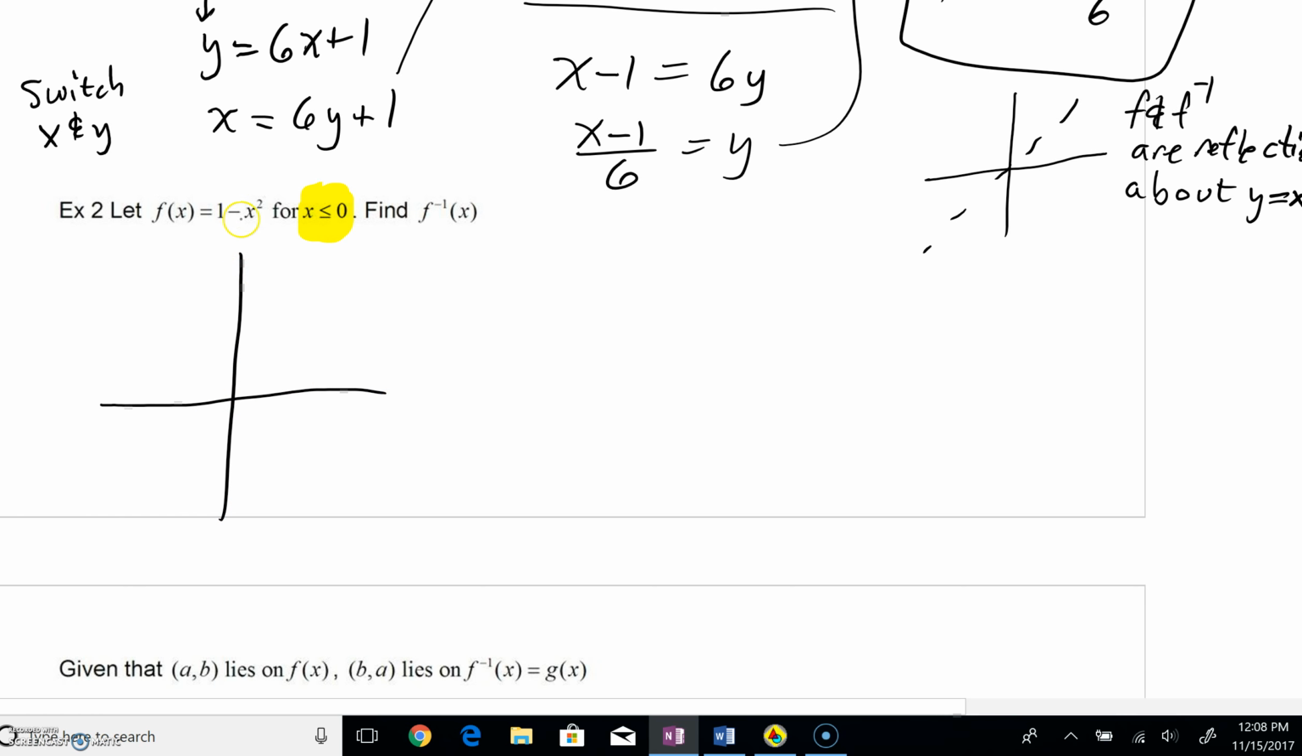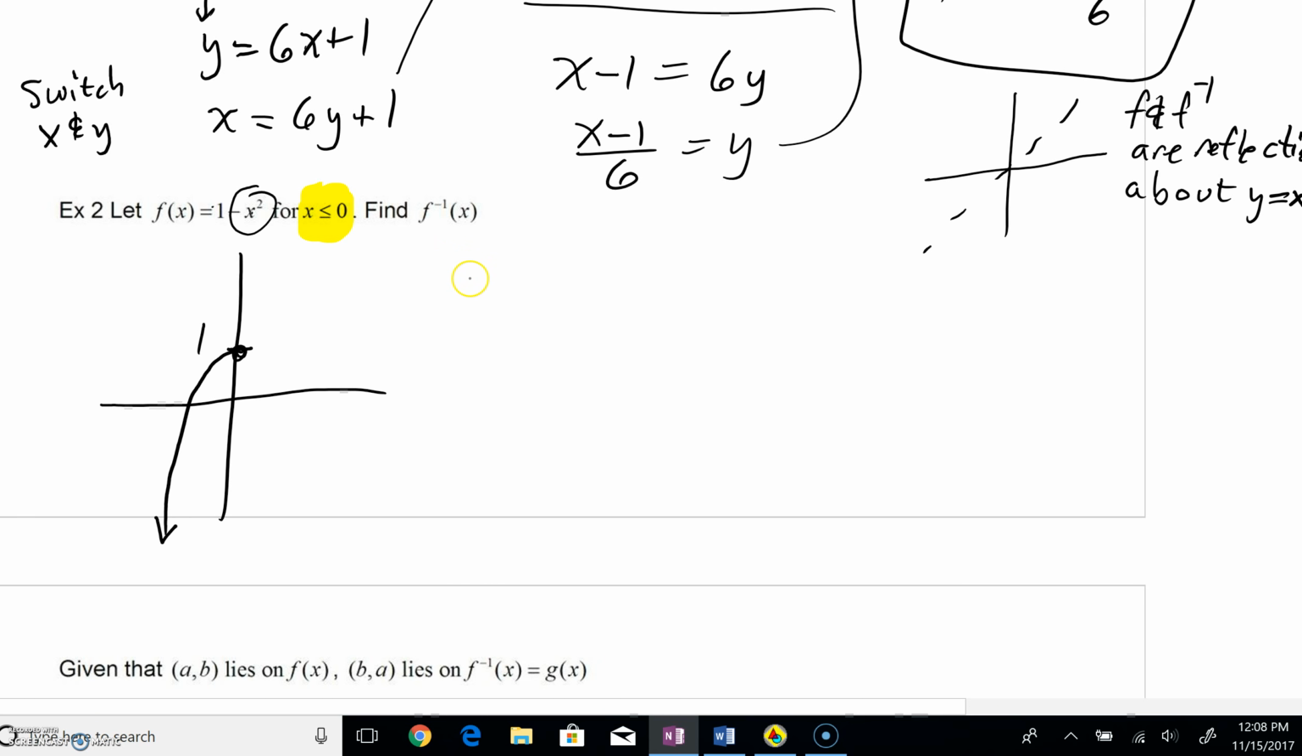Well, we know we have an upside down parabola. We know that that 1 there would move us up 1. But we only have half of a parabola. This parabola is only opening up towards that left-hand side where x is negative. We can't even plug in values like x equals 1 or x equals 2.